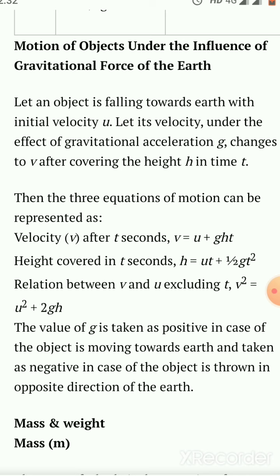So the equations of motion for these kinds of objects will change. The first equation of motion will become v equals u plus gt, where v is the final velocity, u is the initial velocity of the object, small g is the acceleration due to gravity, small h is the height from which the object is falling, and t is the time taken by the object.